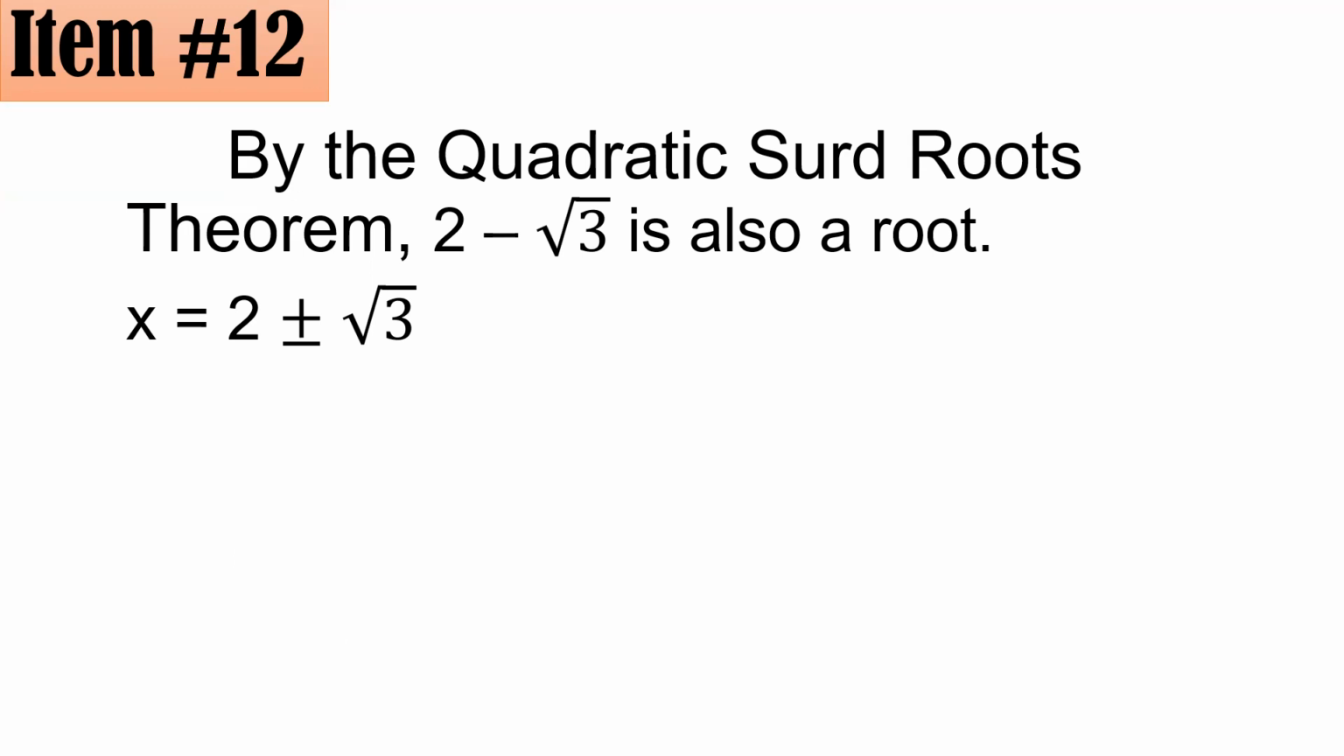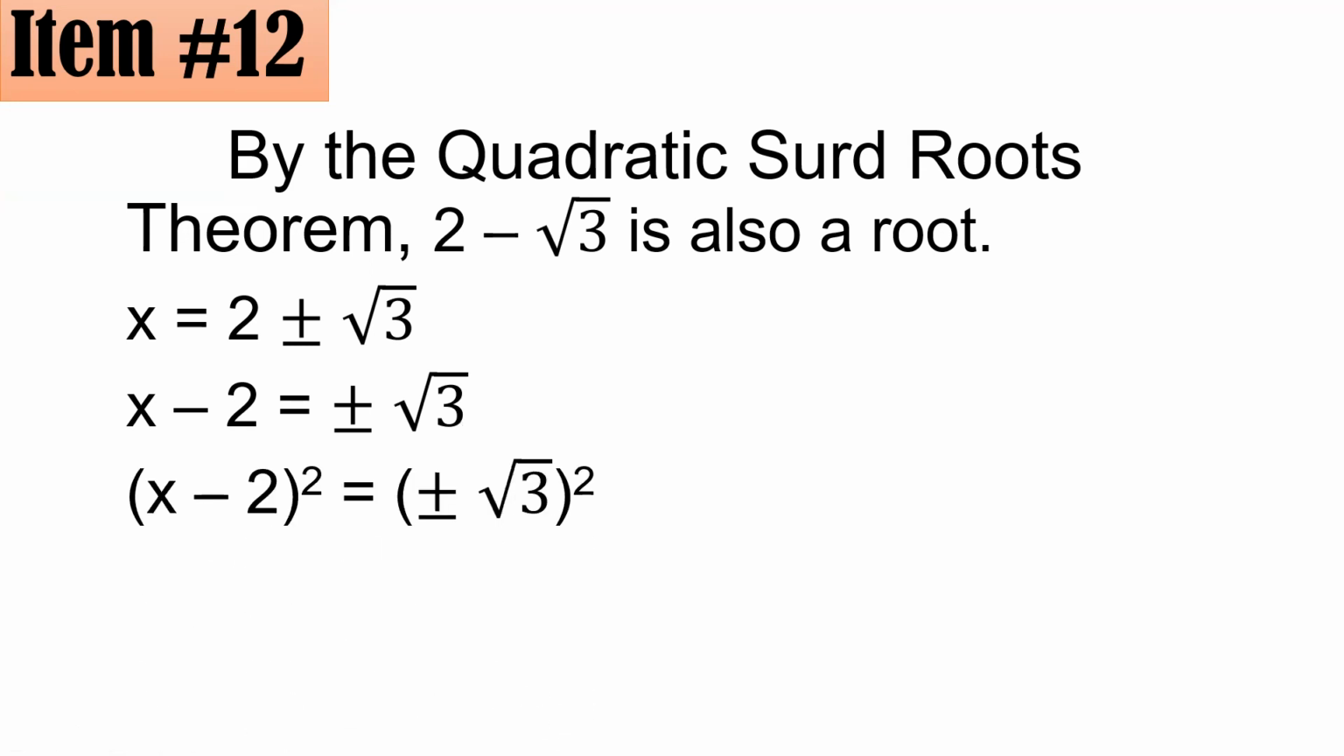I subtracted both sides by 2. So magiging x minus 2 equals plus minus square root of 3. Upang mawala po yung radical sign natin, we will square both sides of the equation to remove the square root. And take note, if you square a positive or a negative real number, the answer will always be positive. The square of square root of 3 is 3. That's why ito 3 po yan.